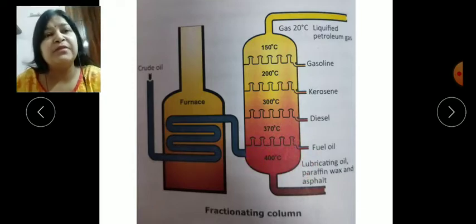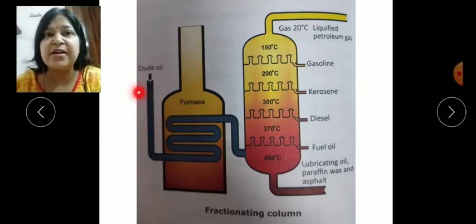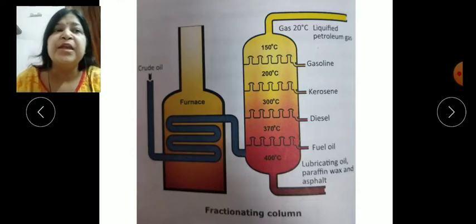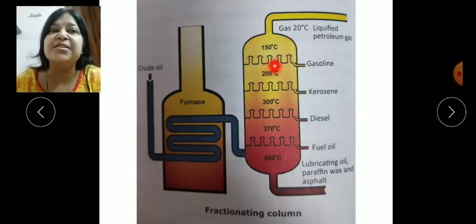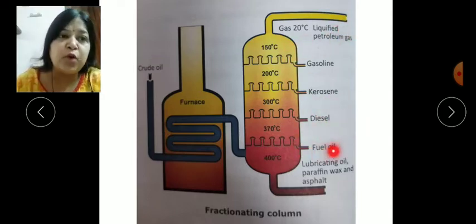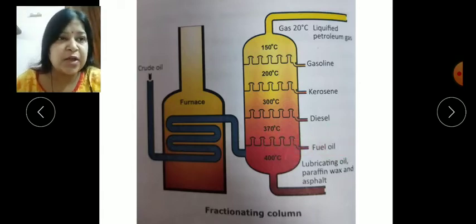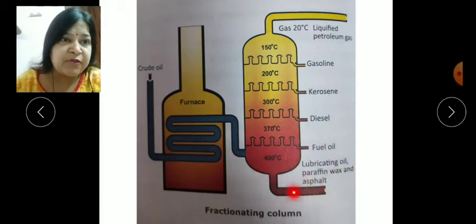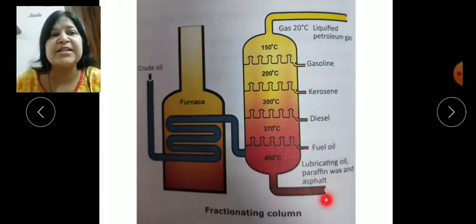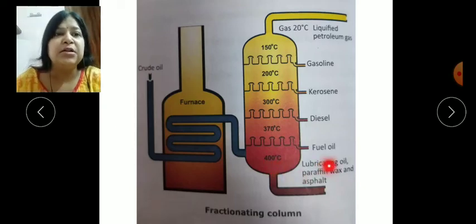When we start heating the crude oil, what will happen? Gasoline will evaporate first, because it has the lowest boiling point, then kerosene, then diesel, then fuel oil. Fuel oil can be petroleum or any other lubricating oil, and then at 400 degrees Celsius paraffin wax and other components present in the crude oil.